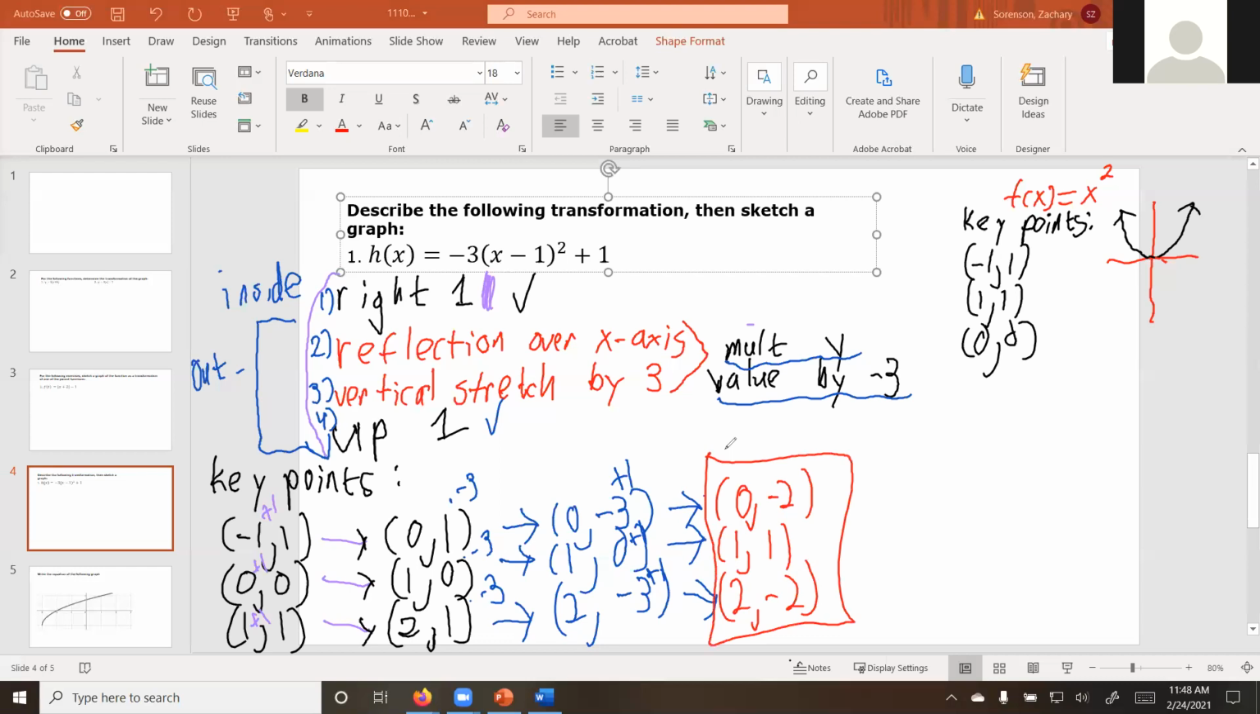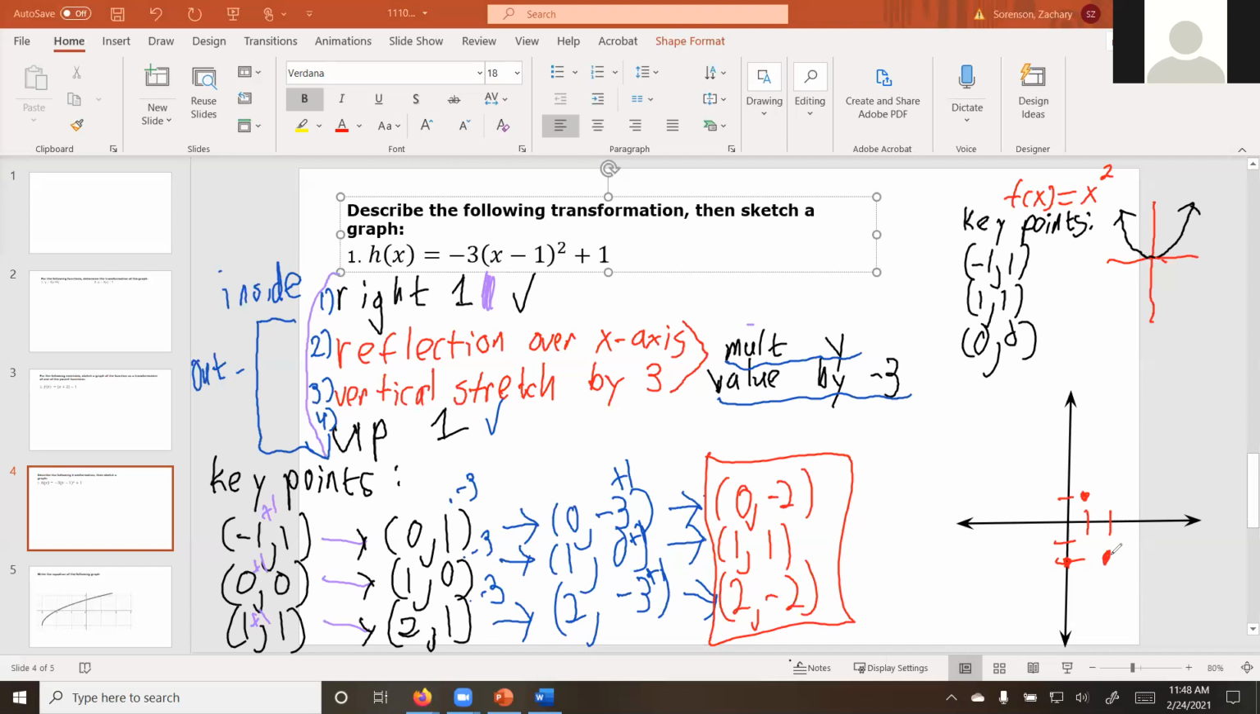Now what do I do? You'd graph those points. Plot them on the graph? Yep, exactly. So I take my graph. I put 0, negative 2, 1, 1, and 2, negative 2.